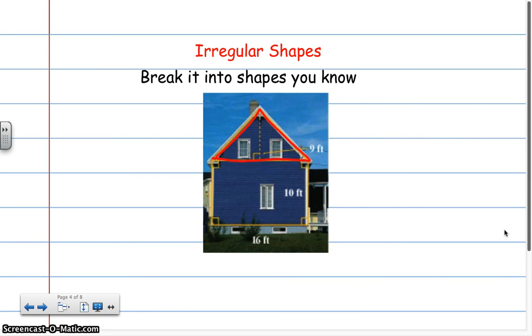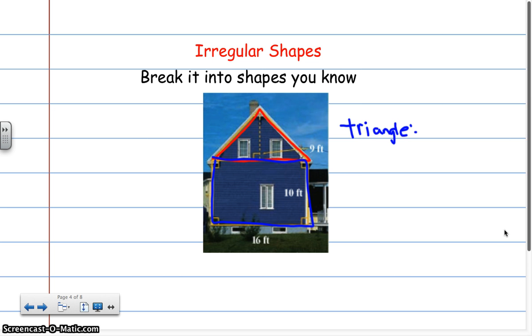I also notice that I'm given this square on the bottom. So I'm given that square and triangle, so I just need to add them up. I need to find the area of my triangle, so I'm going to write triangle. Now I need to identify my dimensions.